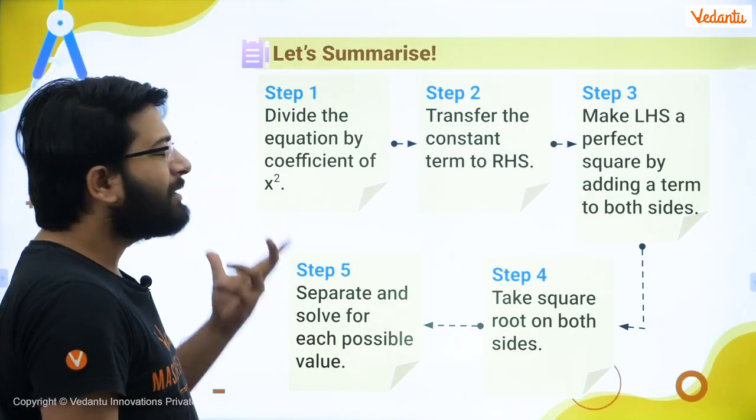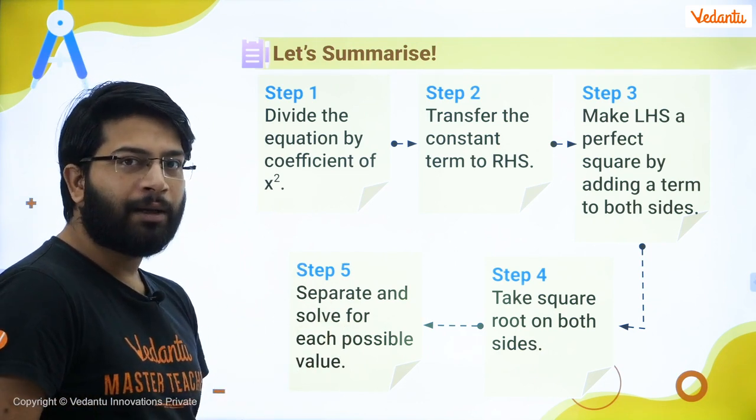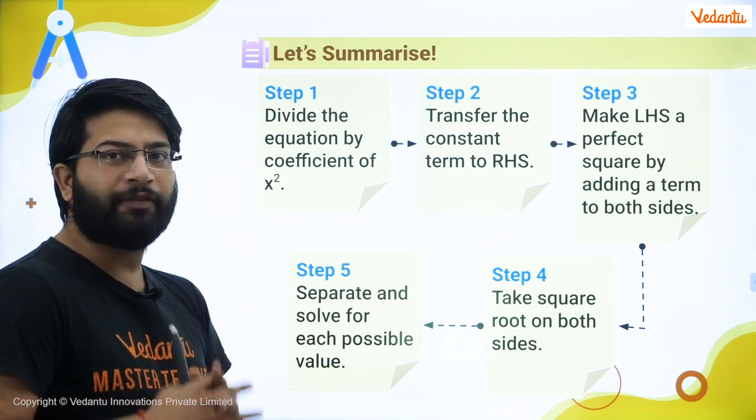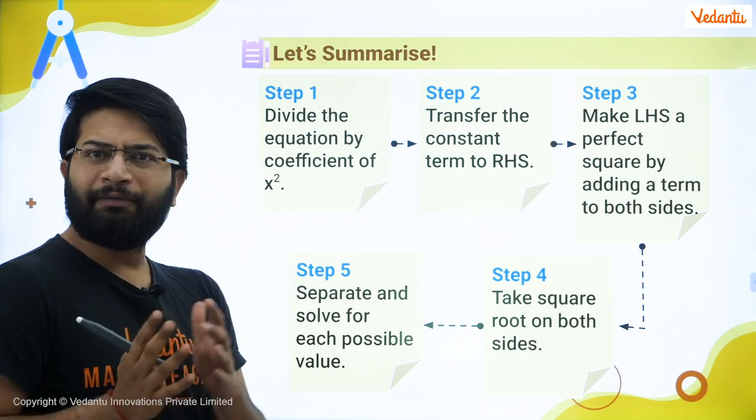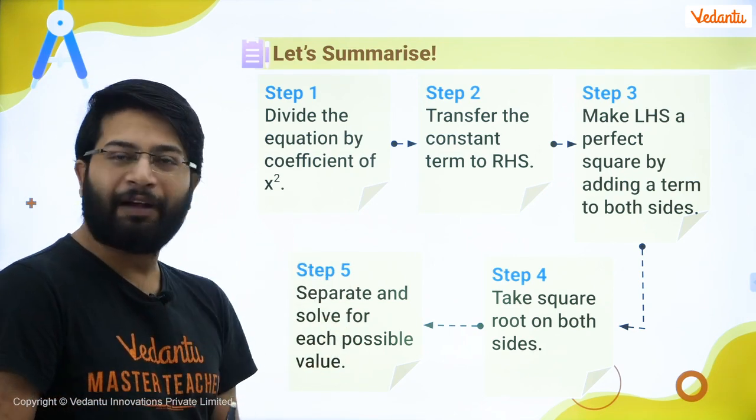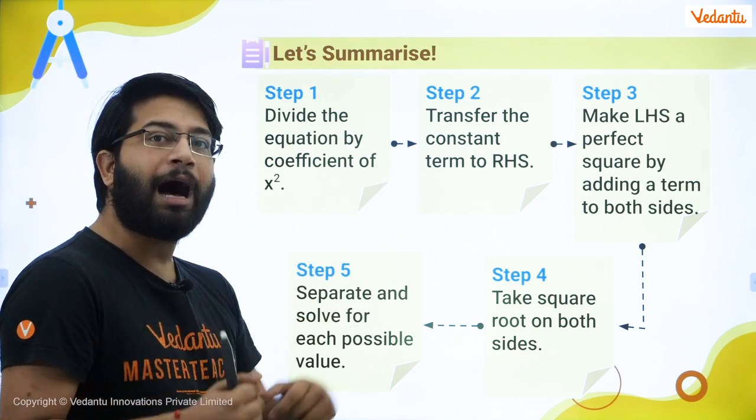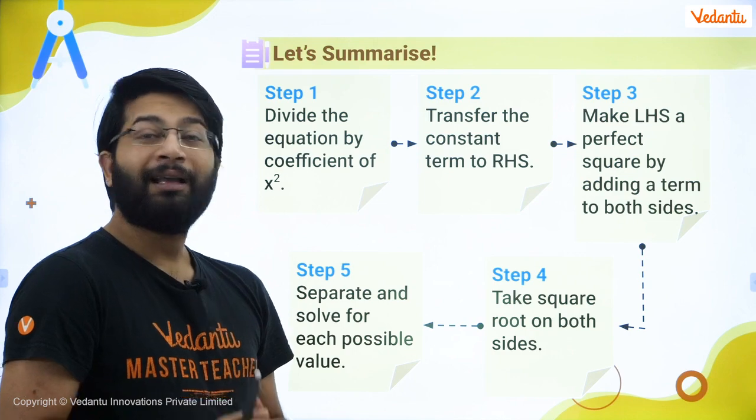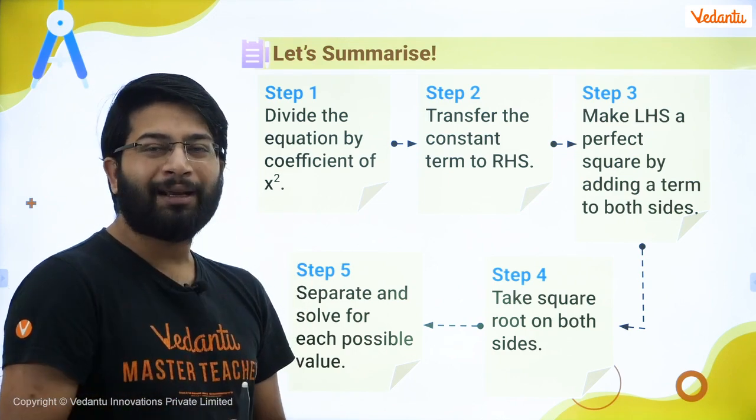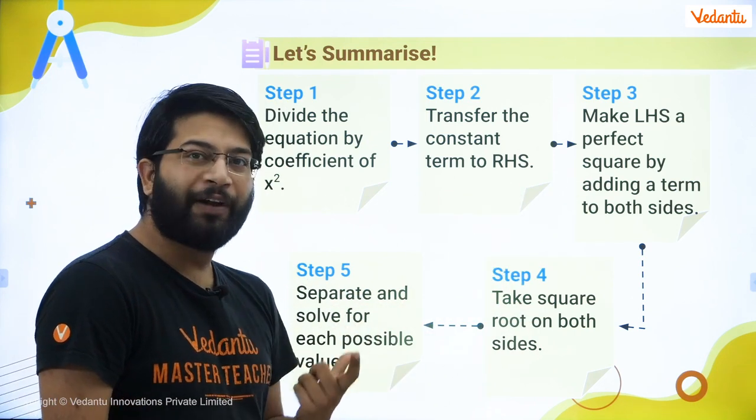Champ, in this class, we have seen how to make any quadratic equation a perfect square. First of all, we have to make sure that the coefficient of x² is always 1. If it is not, then we will divide by that coefficient on the right hand side as well as the left hand side. After that, we will add some term on both the sides after transferring the constant term. And what will that term be? (Coefficient of x divided by 2) the whole squared. After that, champ, my left hand side is always a perfect square.